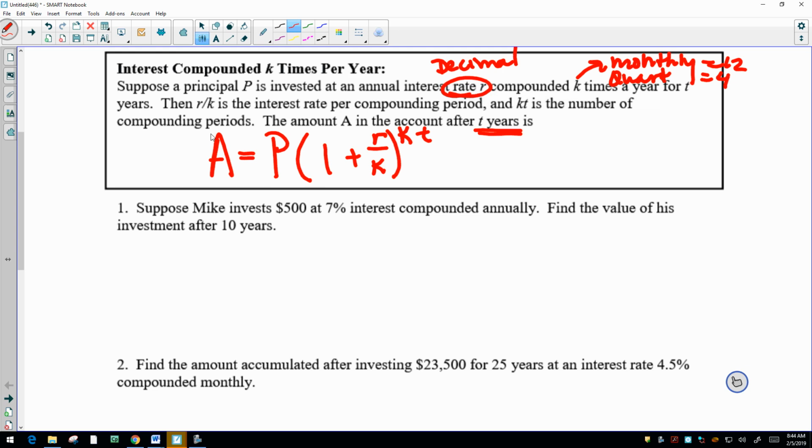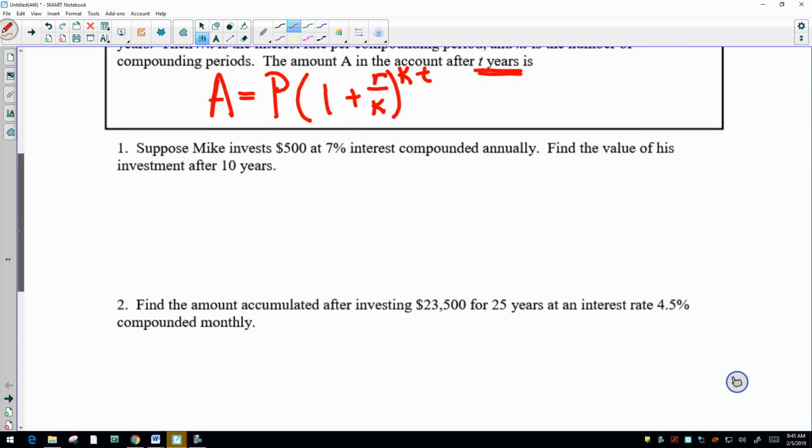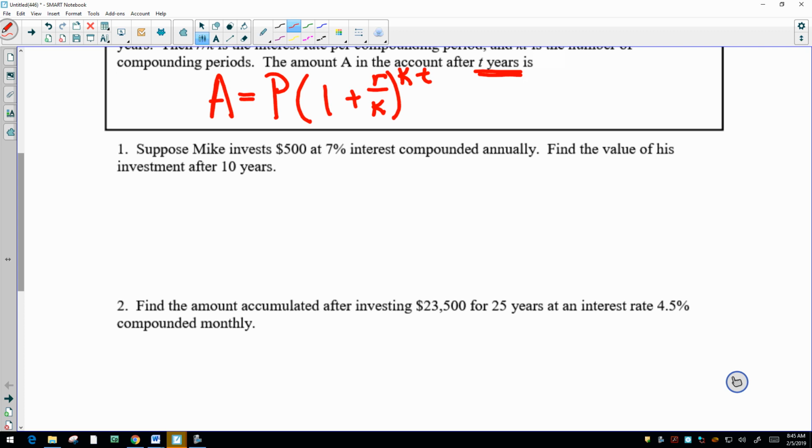Okay. So using that idea, suppose Mike invests $500 at 7% interest compounded annually. We want to find the value of his investment after 10 years. So if he's investing $500, that becomes the P of the problem. 7%, so now we need to turn it into a decimal, so that's 0.07. Compounded annually, meaning 1 time a year, so that k value is 1.